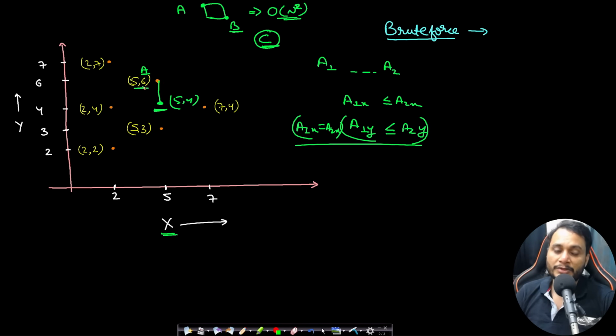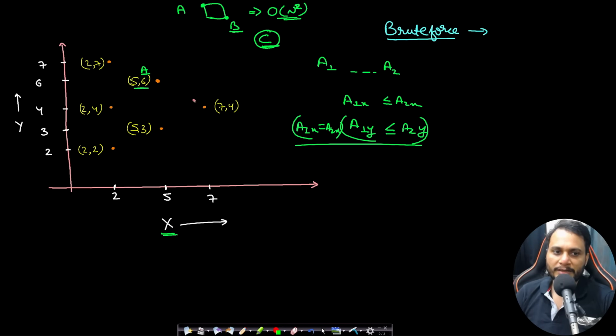If you consider 5, 6 to be the top left corner, it can never be for any point below this 5, 4. It will never be the case because 5, 4 will lie on that line. Therefore, if I just sort it on the descending order of the y coordinate, then I know which is the next valid point. That is why the sorting on the y axis is important.